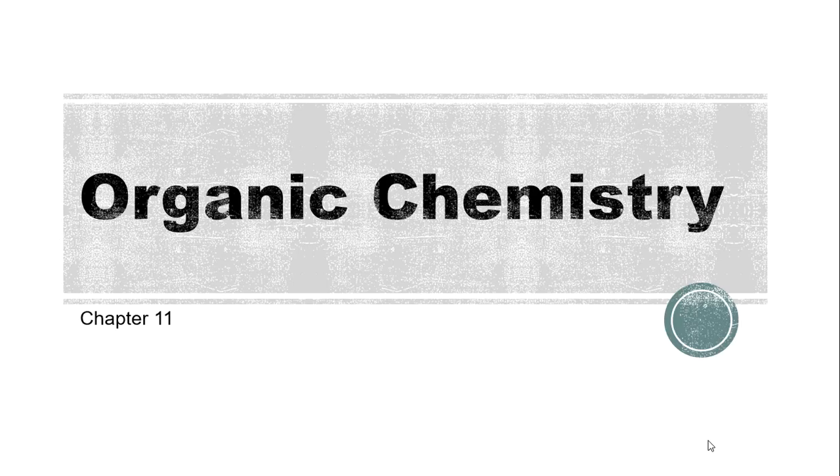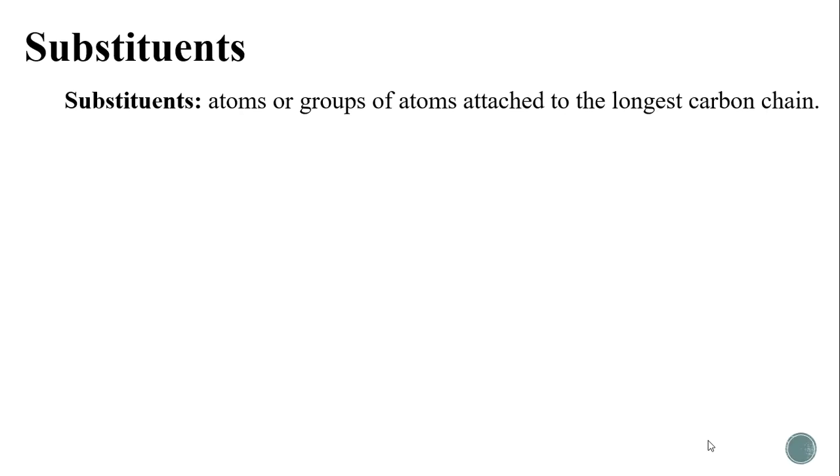Hey guys, welcome back to chapter 11. What we're going to do now is start getting a little bit more complicated. We're going to start putting things other than hydrogen onto our carbon chains, and then we're going to start to explore this idea of double and triple bonds, so looking at alkenes and alkynes.